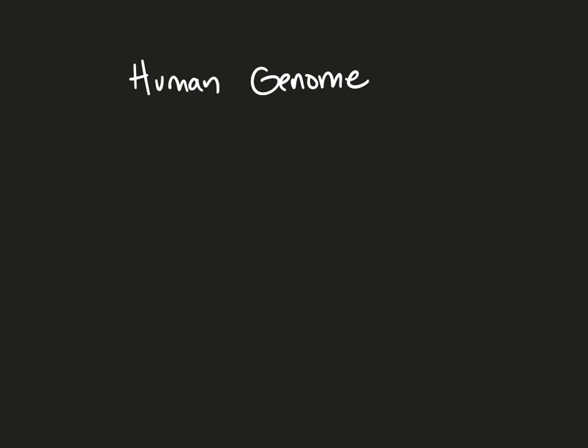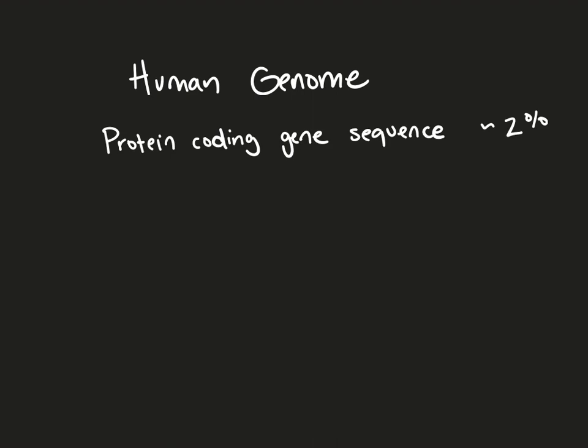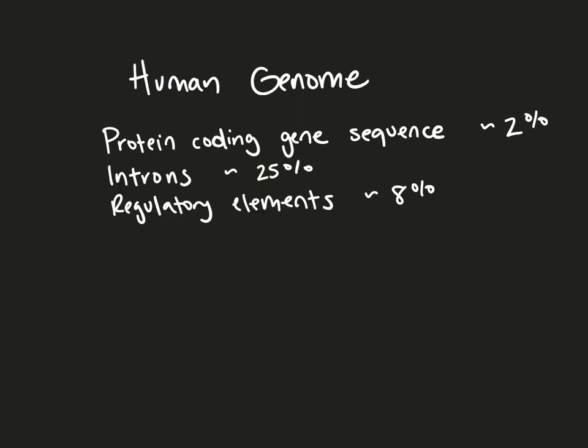So let's start to think about everything that makes up the genome. We just learned about genes. Those are the most important, exciting bits of the genome, right? They must make up a lot of the human genome. Actually, when we look at it, we see that protein coding gene sequence only makes up about 2% of the human genome.